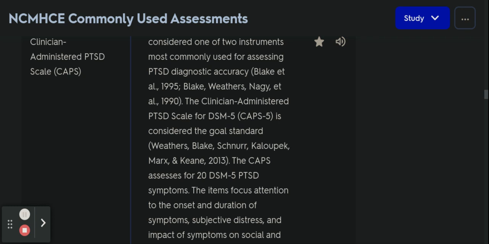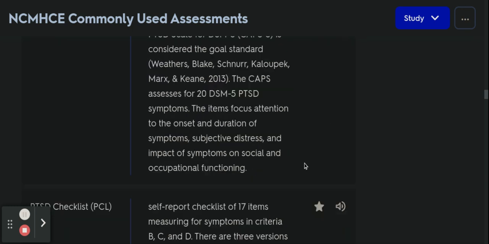Clinician Administered Post-Traumatic Stress Disorder Scale, CAPS, is considered one of two instruments most commonly used for assessing post-traumatic stress disorder diagnostic accuracy. The Clinician Administered Post-Traumatic Stress Disorder Scale for DSM-5 is considered the gold standard. The CAPS assesses for 20 DSM-5 post-traumatic stress disorder symptoms. The items focus attention on the onset and duration of symptoms, subjective distress, and impact of symptoms on social and occupational functioning.